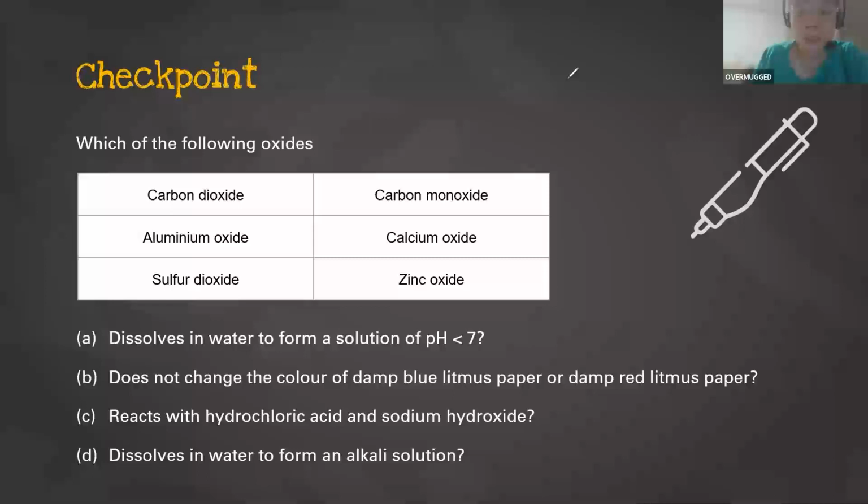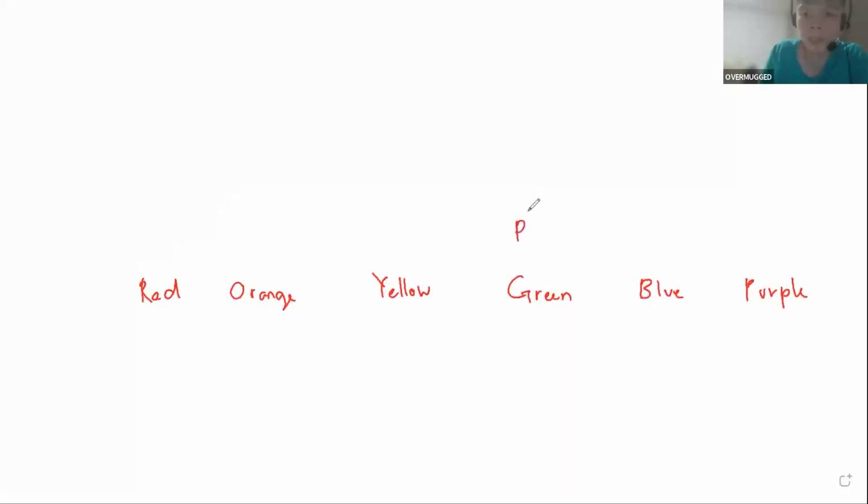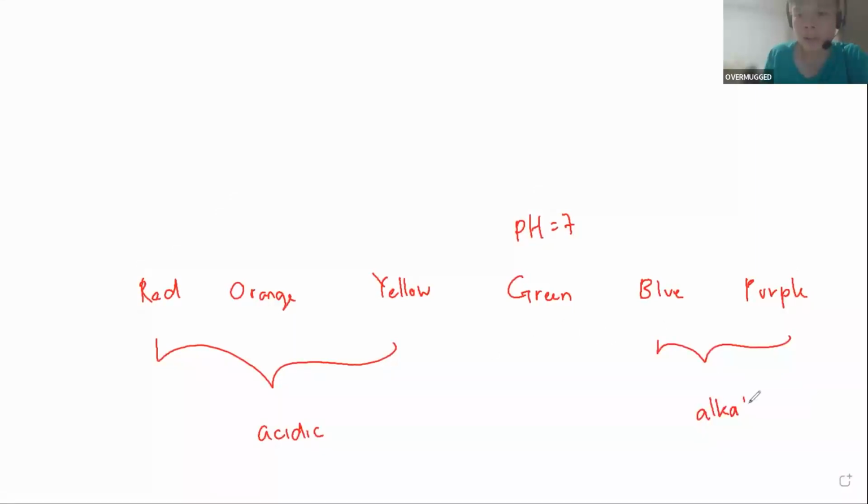I didn't include that over here, but I have red, orange, yellow, green, blue, purple or violet. Green is pH equals 7. So this is the acidic region. This is the alkali region, greater than 7. So just take note of the colors over here.